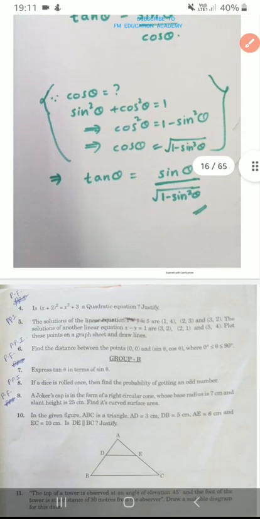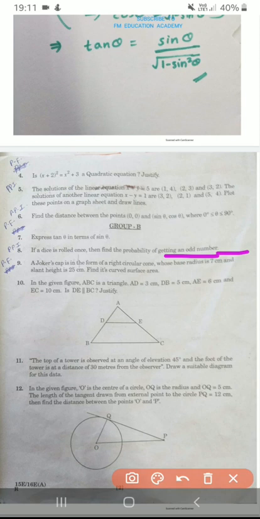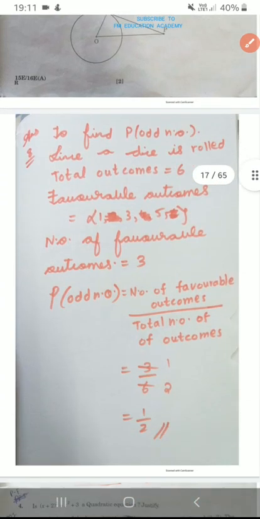Next question is the 8th question: if a die is rolled once, find the probability of getting an odd number. It is telling that we are throwing a die one time, and what is the probability that the number on the die is an odd number. A similar type of question came in practice paper 1. So we have to find the probability that it is an odd number.